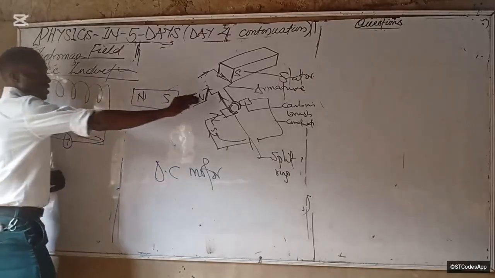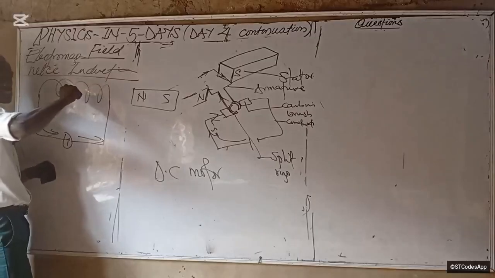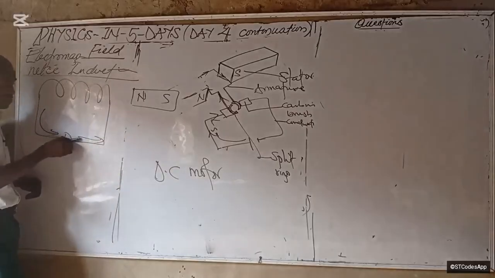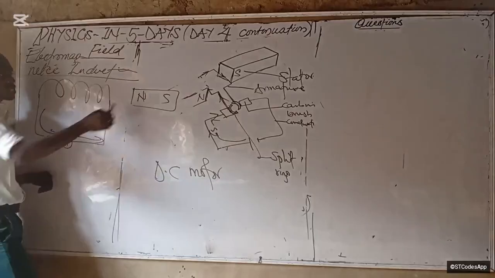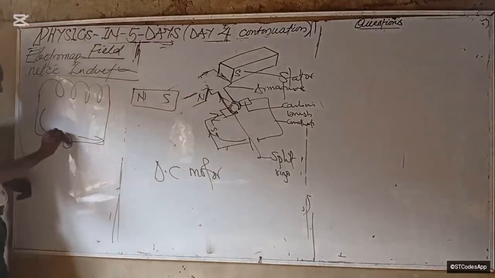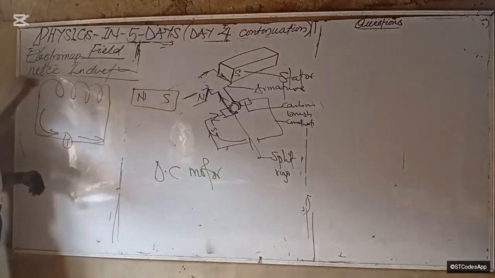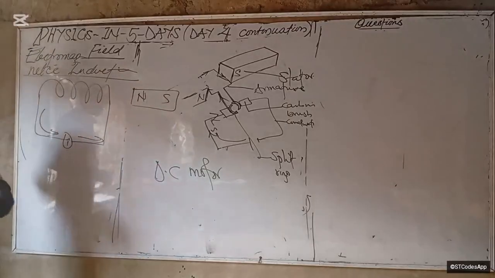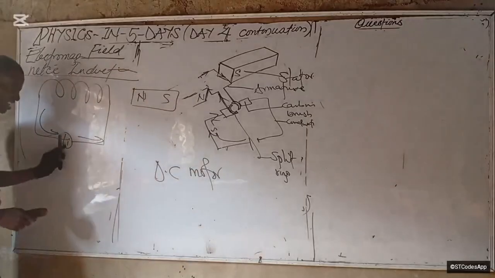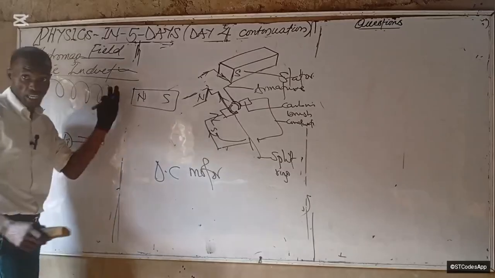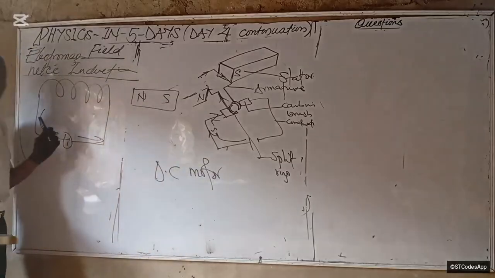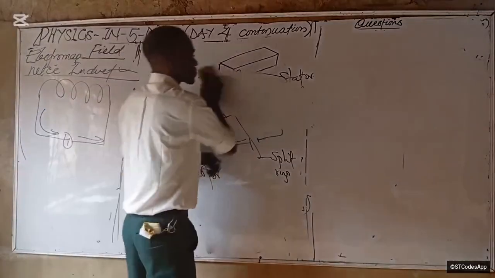He saw that when you brought the magnet close, the galvanometer deflected to the right. If you take it away, it deflects to the left. Is that okay? So it means that the rate of change also matters. If you bring it slowly, it will deflect only a little. If you bring it in speedily, or take it out speedily, it deflects well. Do you understand? All right.